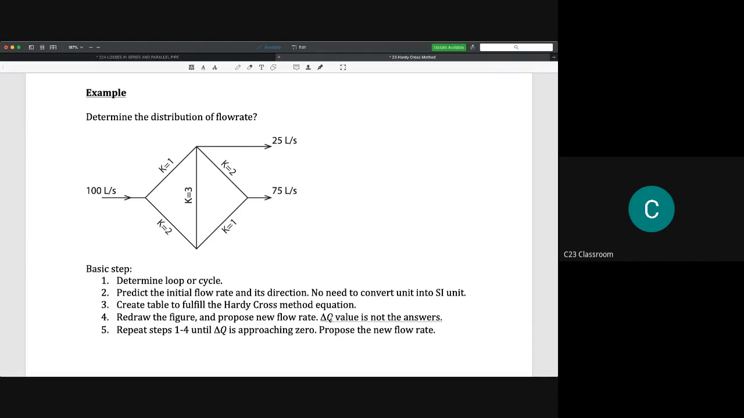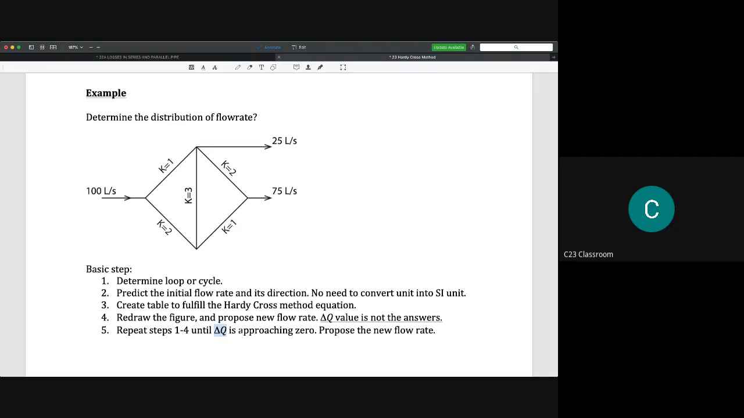Delta Q indicates to you how good the result is. If the delta Q is still big, the value is not appropriate to take as a good reference. So you need to repeat step 1 until step 4. You need to calculate this again for the second iteration. If the delta Q is still big, you need to do your third iteration, and maybe the fourth, the fifth, until you get a delta Q which is very, very near to 0. If you get delta Q as 0, you get the perfect answer, but that will take so much time.